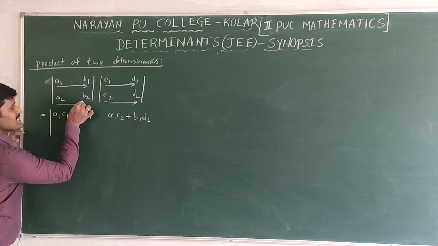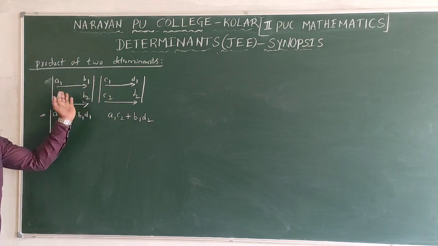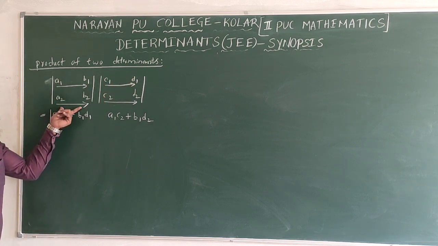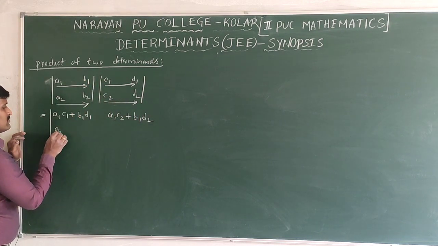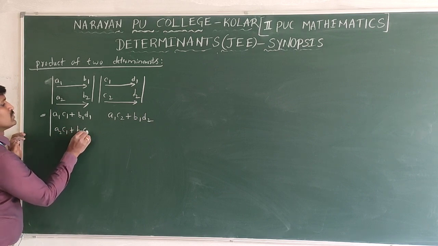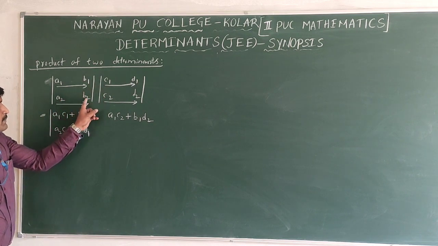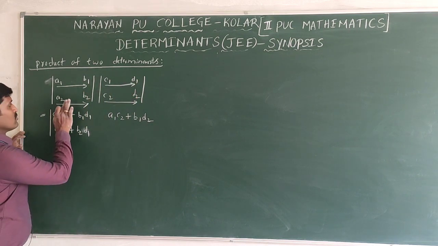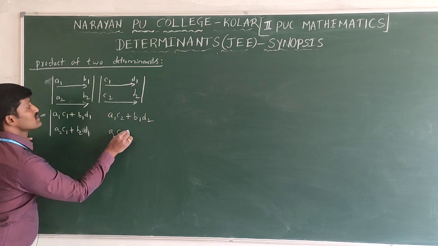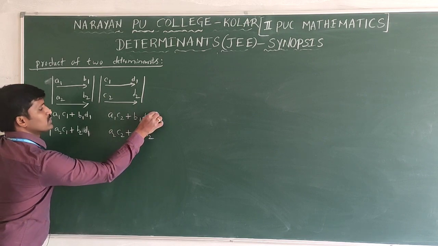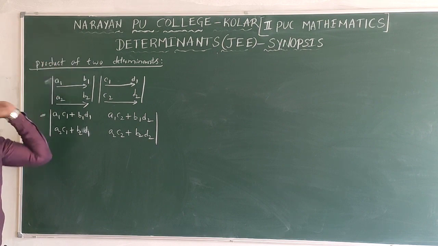Now coming to the second row. Second row with first row in the second determinant. Second row with second row in the second determinant. First, A2 C1 plus B2 D1. Now, second row with second row. Next, here, A2 C2 plus B2 D2. This is the method of finding the product of two determinants.